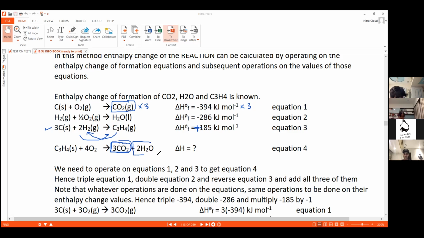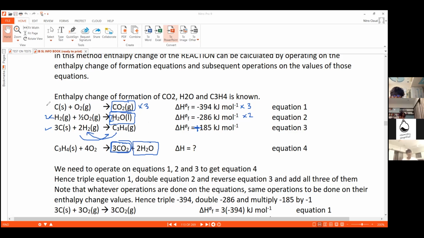Next, 2 moles water. I'm not switching the side; it's on the right, the correct side. Got it. Now here, 2 moles water right hand side, but here I have 1 mole water right hand side. So I need to make this 2, which means multiply the entire equation by 2. So multiply this enthalpy change also by 2.